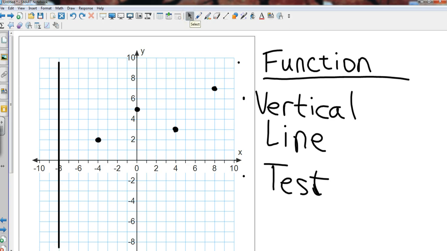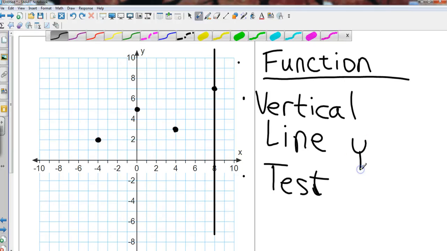You take that vertical line and you move it over until it intersects your relation. How many intersection points are there? It's only one, right? So I go over until it intersects again. How many intersection points? Still just one. So I keep going. How many? One. And how many? One. If it intersects your graph only one time, each time, it is a function. So this is a function.